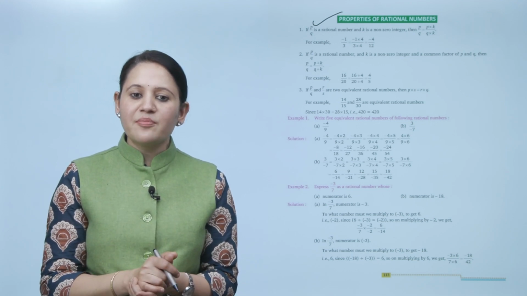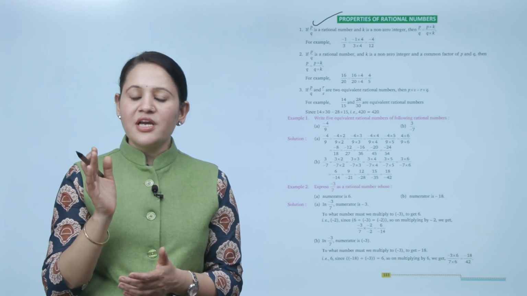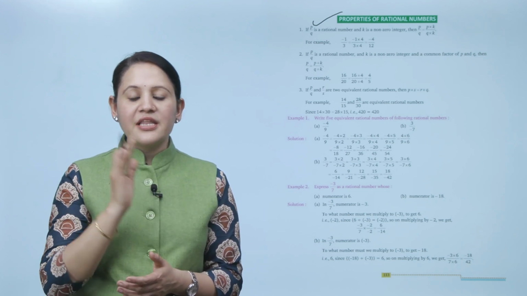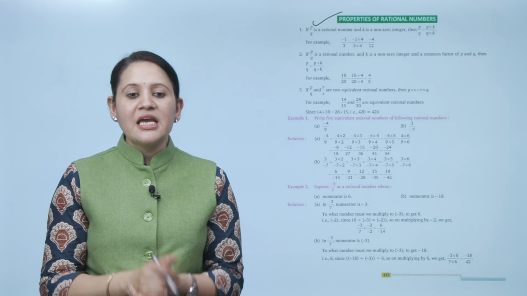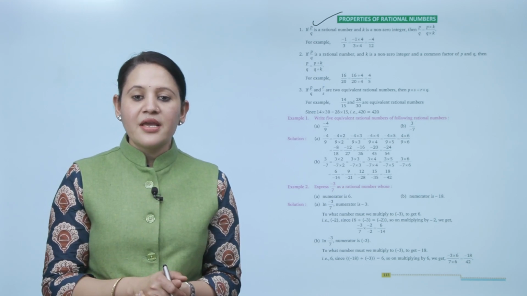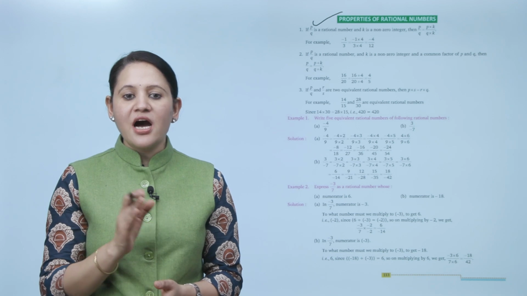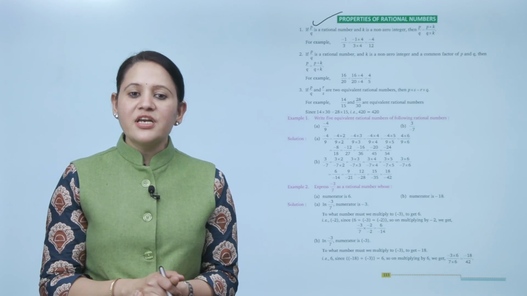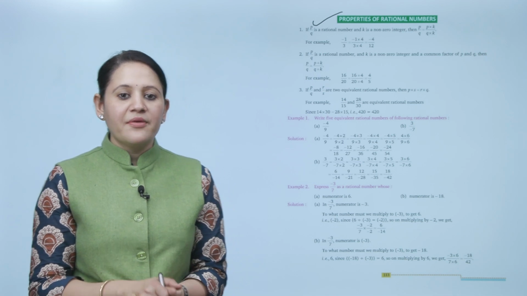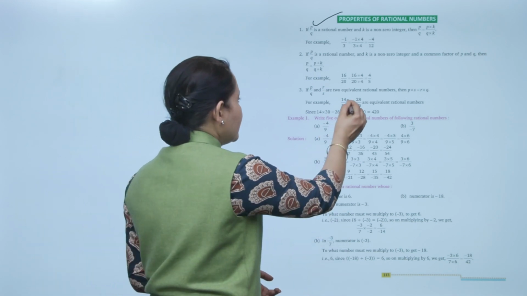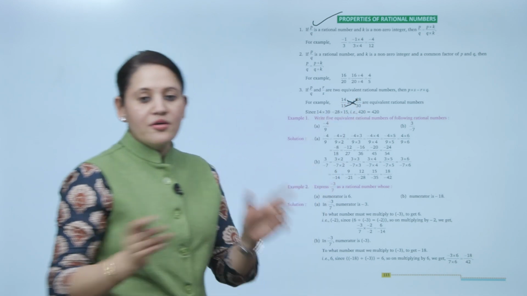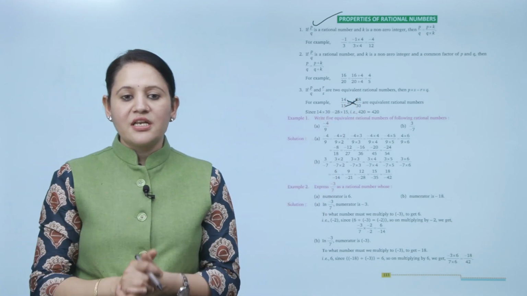For example, 16 upon 20. So here what we have done, we have divided both numerator and denominator by 4, that is equals to 4 by 5. If p upon q and r upon s are two equivalent rational numbers, then p into s equals to r into q. For example, 14 upon 15 and 28 upon 30 are equivalent rational numbers. Then 14 into 30 is equal to 28 into 15. 420 equals to 420.